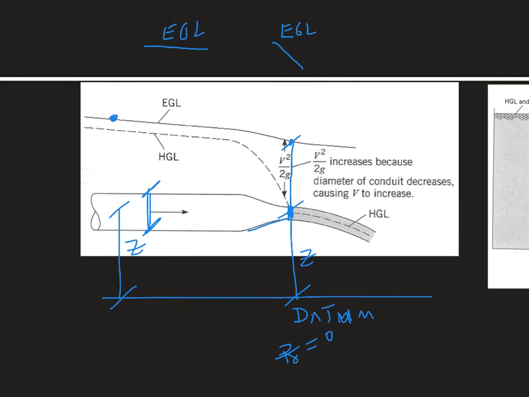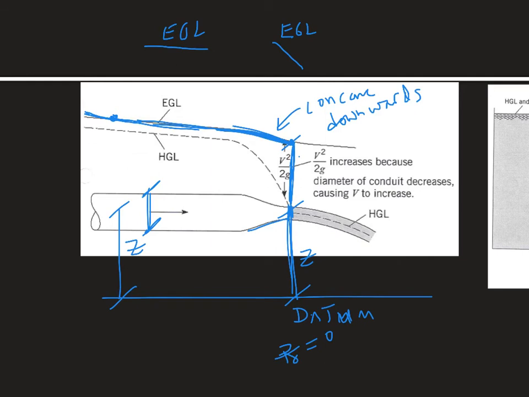So what's going to happen is we're going to cruise along at a very low slope, and then we're going to concave downwards, because we're losing energy faster here because the velocity increased. Now we've got V squared on 2G right here, and we've got Z here.